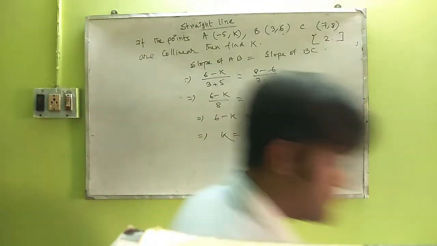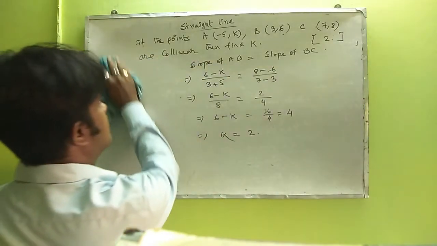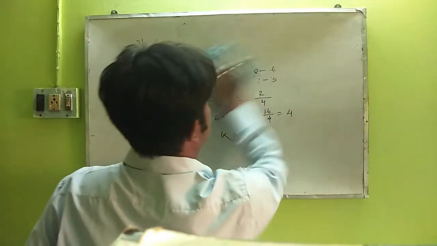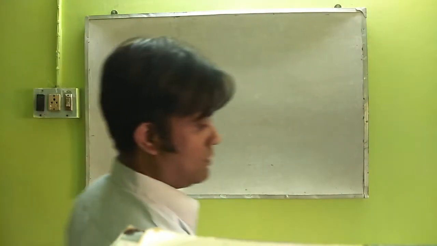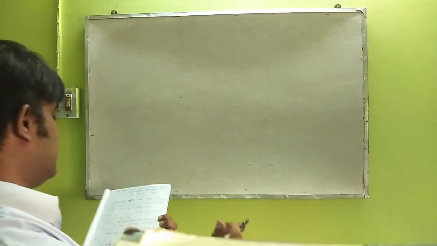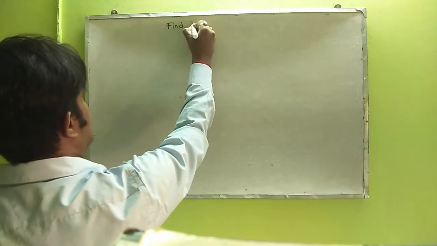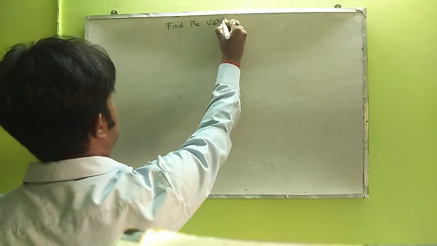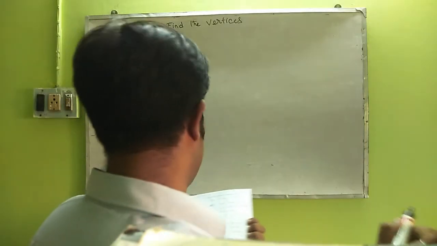Now we discuss another type, a very intellectual sum. All previous knowledge you have to use to do this sum. This is: find the vertices of a rectangle.